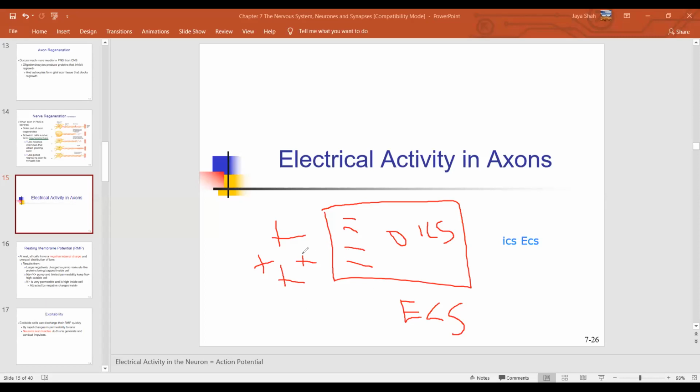And if we measure the difference between the charge, then the net charge difference between the positive and negative inside the cell is negative 70 millivolt. Are you following me? So inside the cell is negative 70 millivolt. That means the intracellular voltage is negative compared to extracellular.